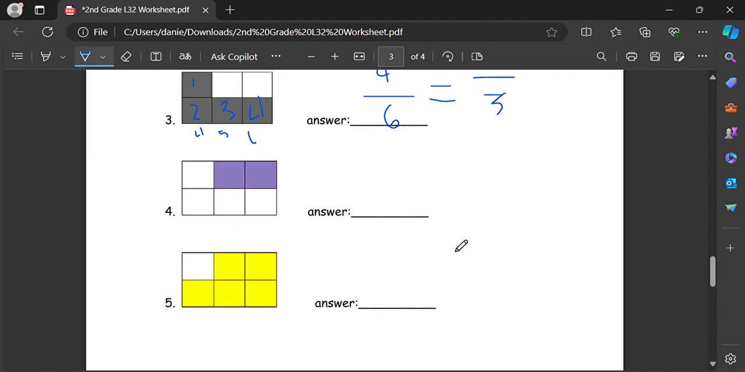Okay, number 4, we have 1, 2 shaded squares, and we have 1, 2, 3, 4, 5, 6 total, so we have 2 over 6.